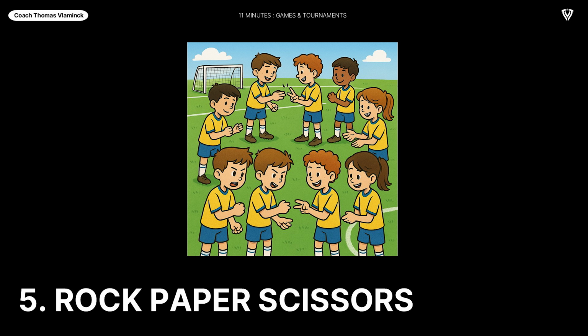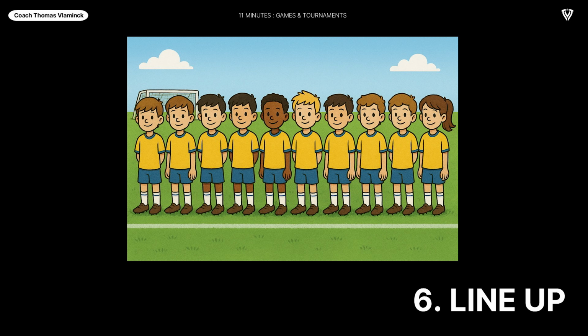Simple and player-led. 6. Lineup logic. Create a queue and assign teams in order, for example, Arsenal, Bayern, Chelsea. You can line them up based on height, age, birth month, juggling score, number of siblings or pets, alphabetical order, first or last name, or even house number.